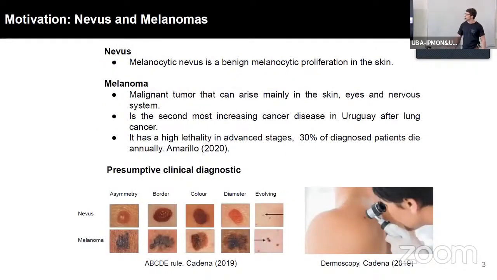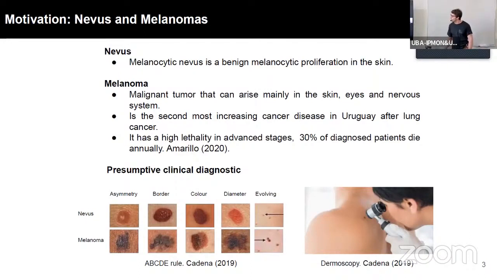So what motivates us to do this? There are different kinds of skin tumors. We are going to focus and work with two. The nevus, which is our control, is defined as a benign melanocyte proliferation on your skin. And on the other hand, you have the melanoma, which is a malignant tumor that can arise mainly on the skin, but also on eyes and nervous systems. Here in Uruguay, it's the second most increasing cancer disease after lung, and it has a high lethality in advanced stages.